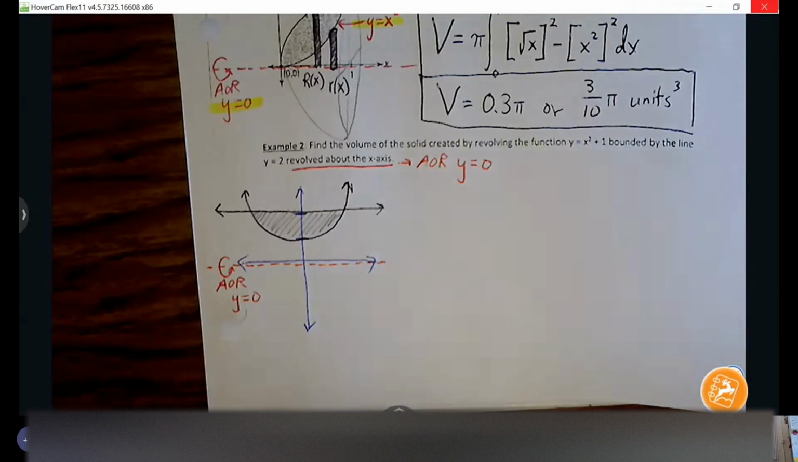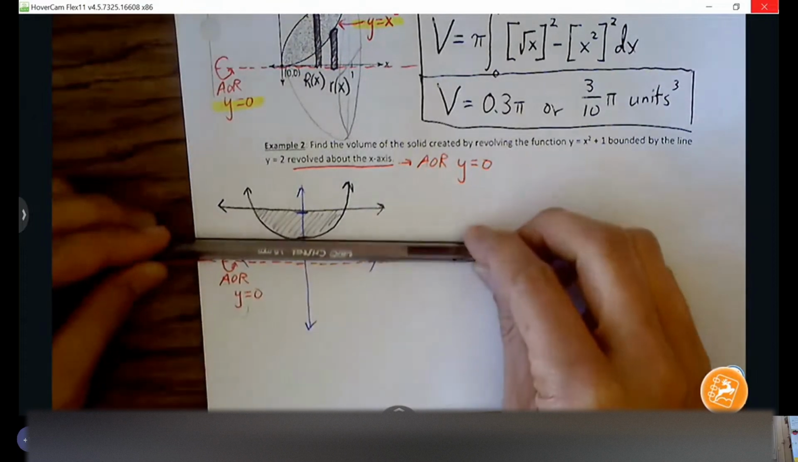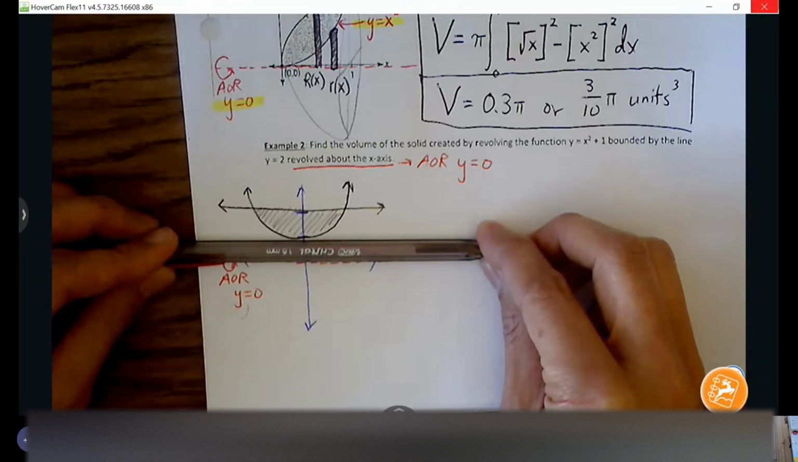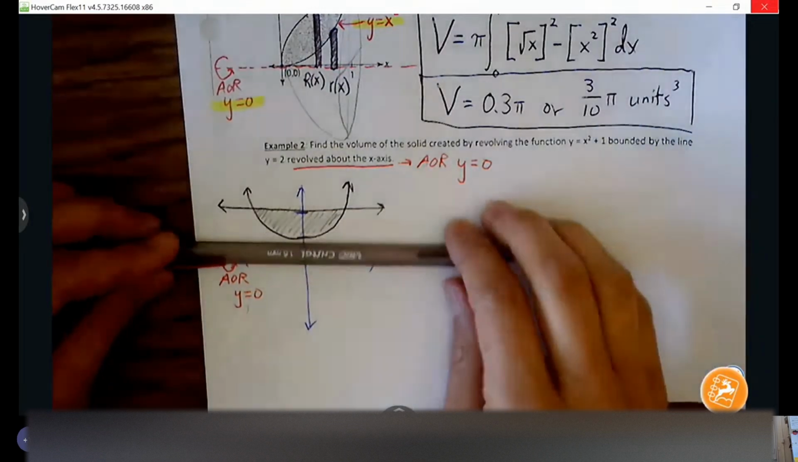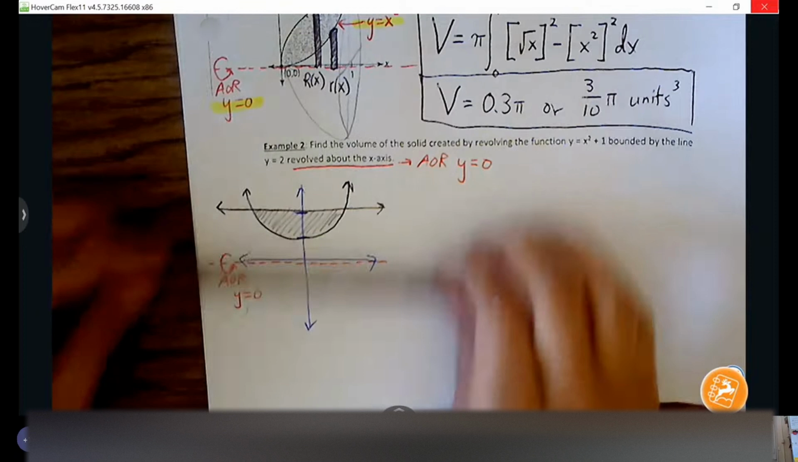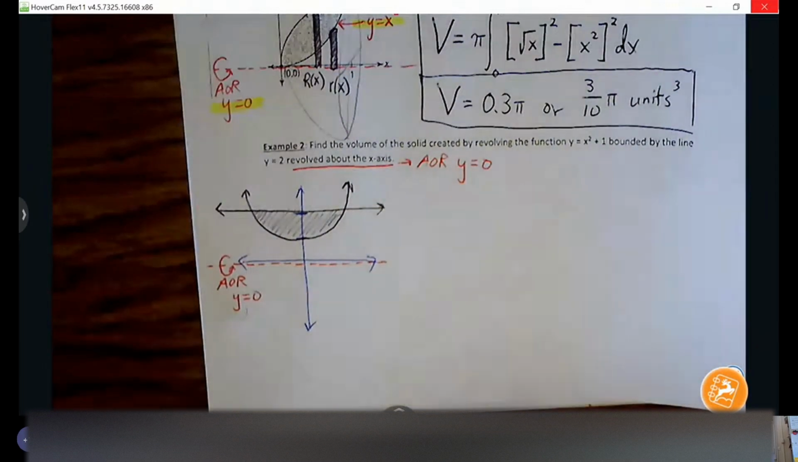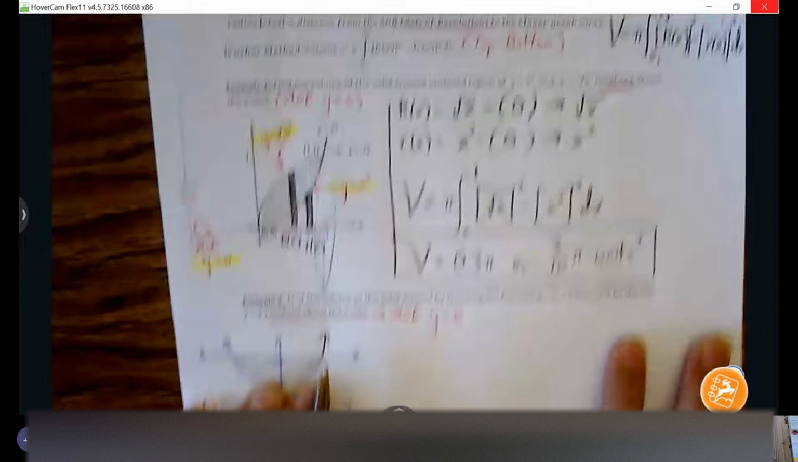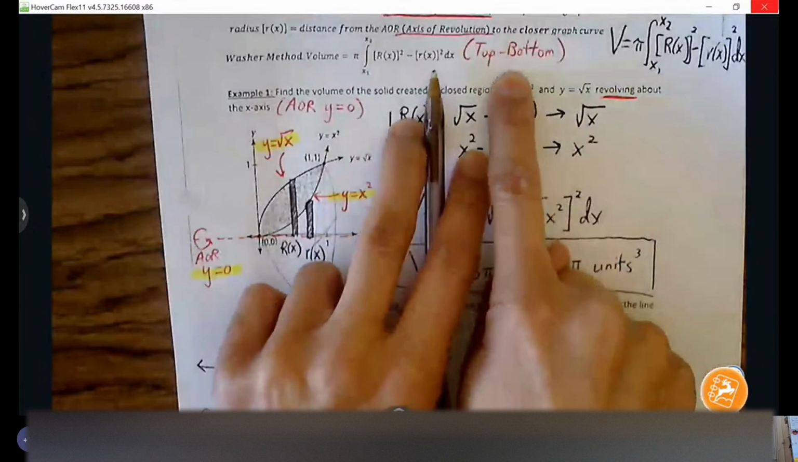Okay. Oh, and what if the dotted line was right at y equals 1? Then would we also be... Still washer. Okay, good. Yeah, good. So still washer method because it's not up against a flat surface. So just because it's touching doesn't make it disk method. Okay, so we see a horizontal axis of revolution. We know that our radius is going to be vertical. We know we can rely on the top minus bottom formula.